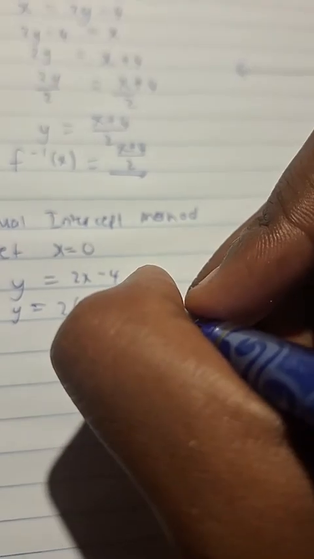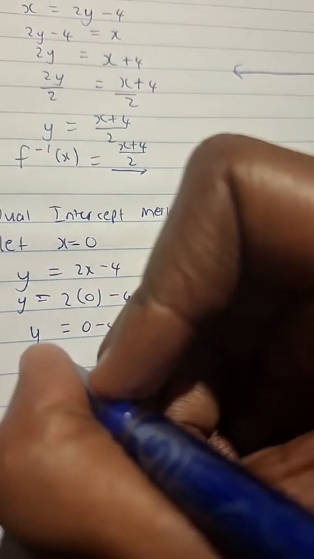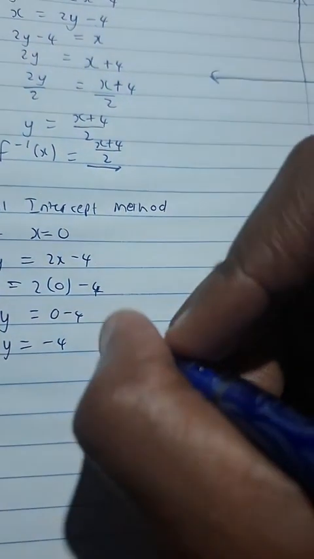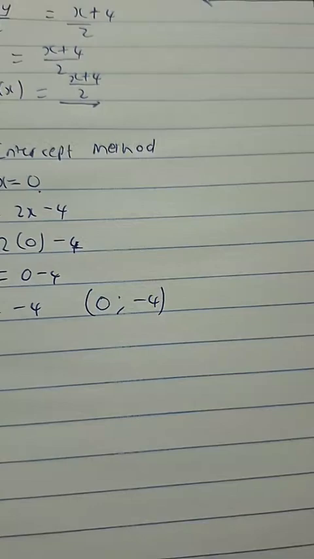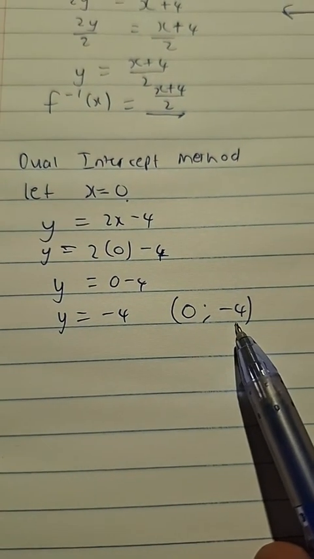Okay, and then what does that do? It leaves us with y is equal to 0 minus 4, which is y is equal to negative 4. So the one point that we have is when x is equal to 0, y is equal to negative 4. So that's one point that we can have on the Cartesian plane.